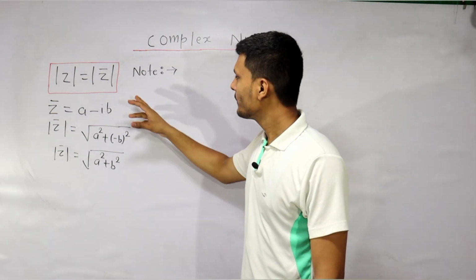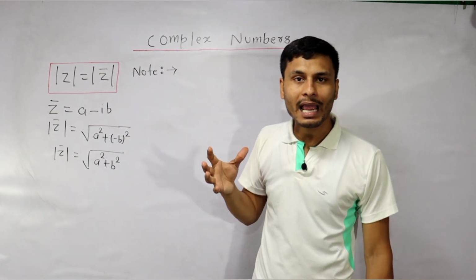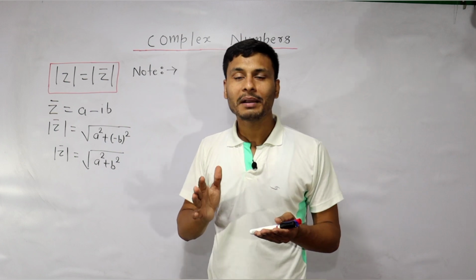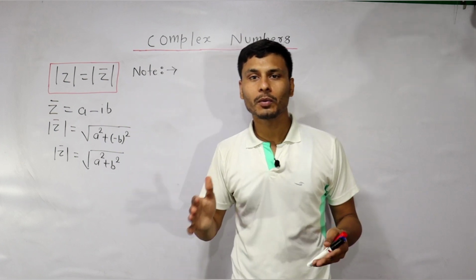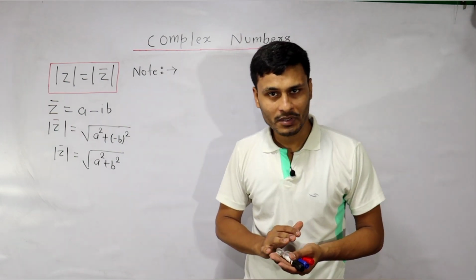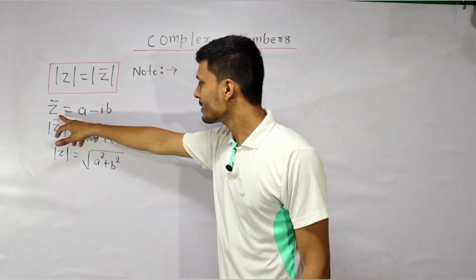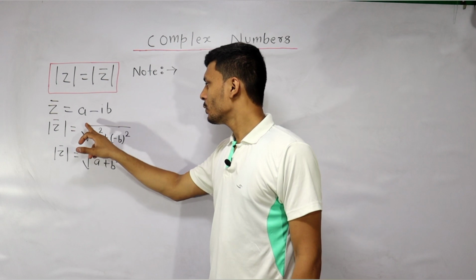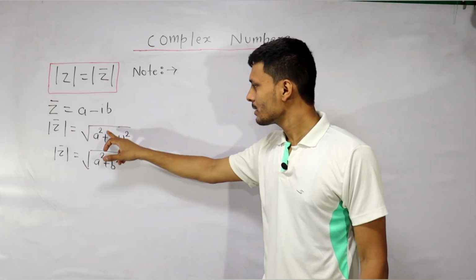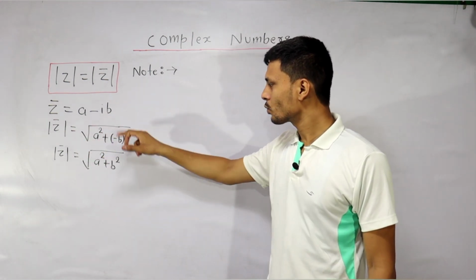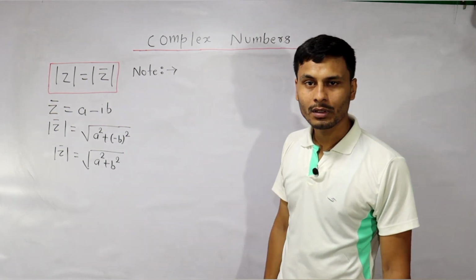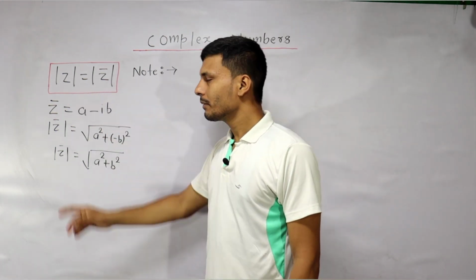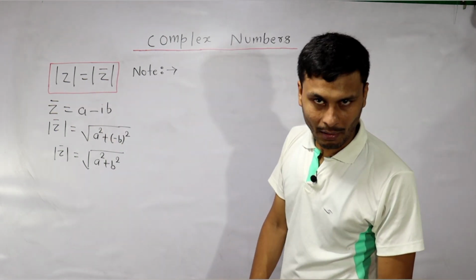If we talk about z, that means a plus ib. The value of mod z becomes equal to the square root of a square plus b square. But for z bar, which is a minus ib, mod z bar is the square root of the real part squared plus minus b squared, that means a square plus b square. We have derived a property that mod z is equal to mod z bar.